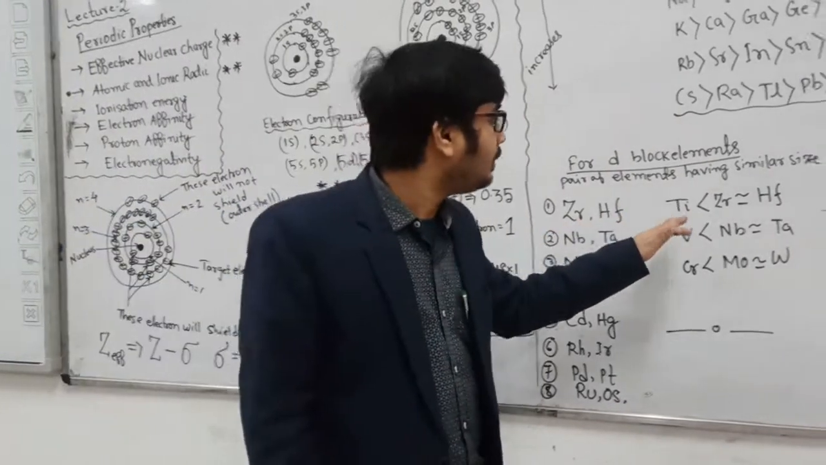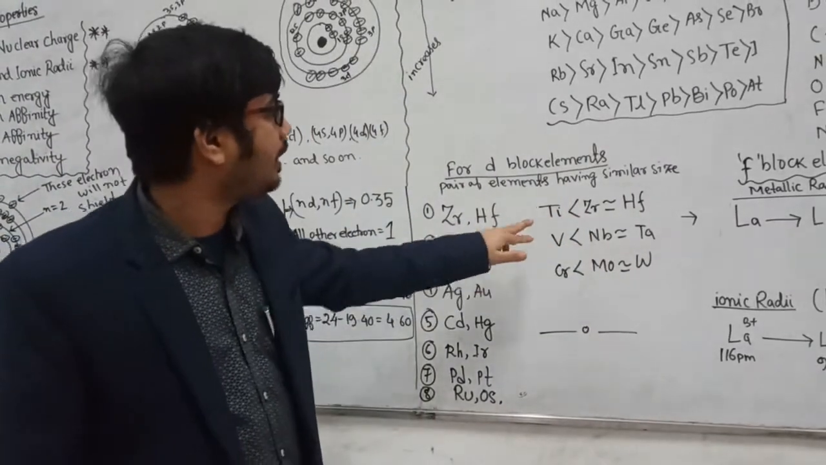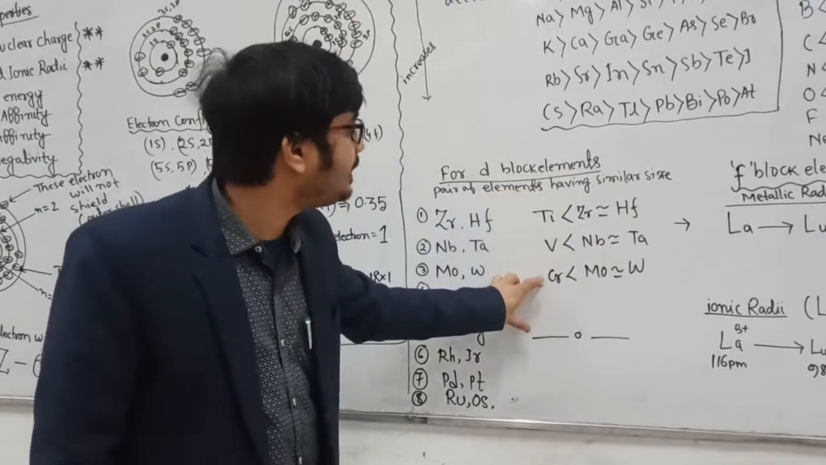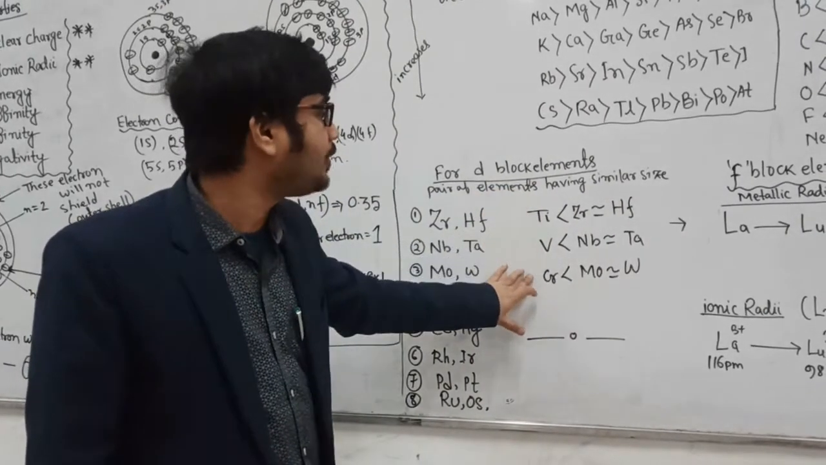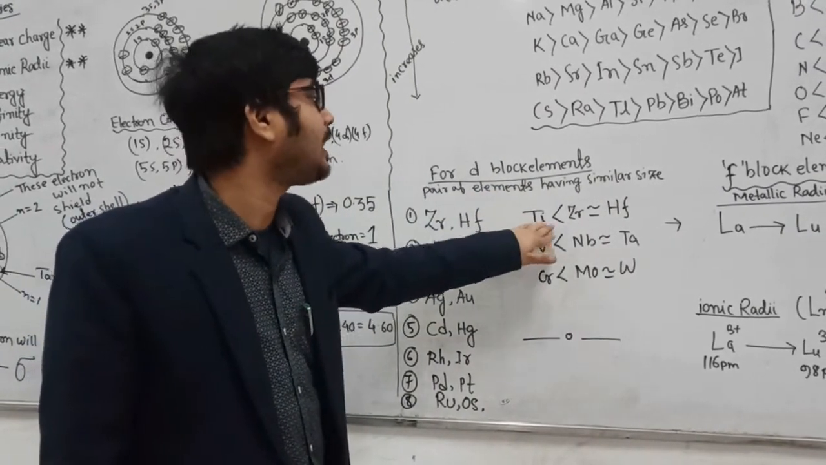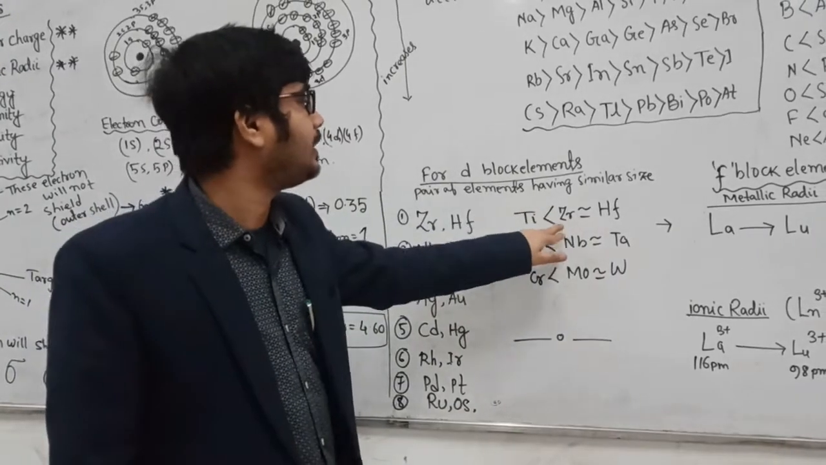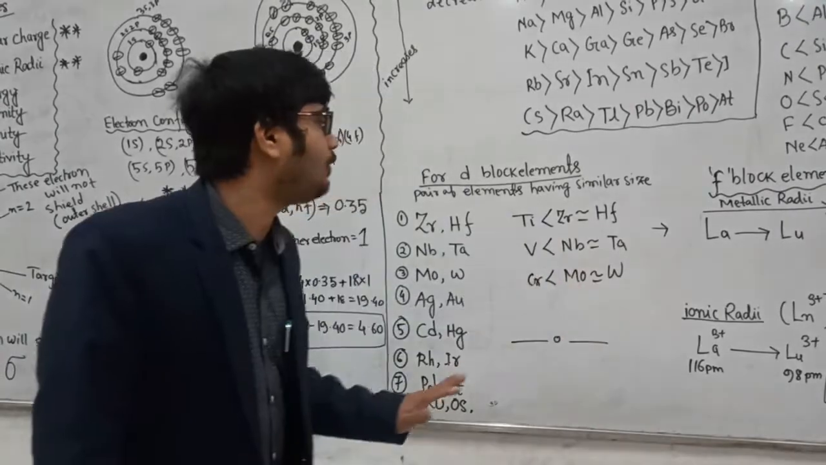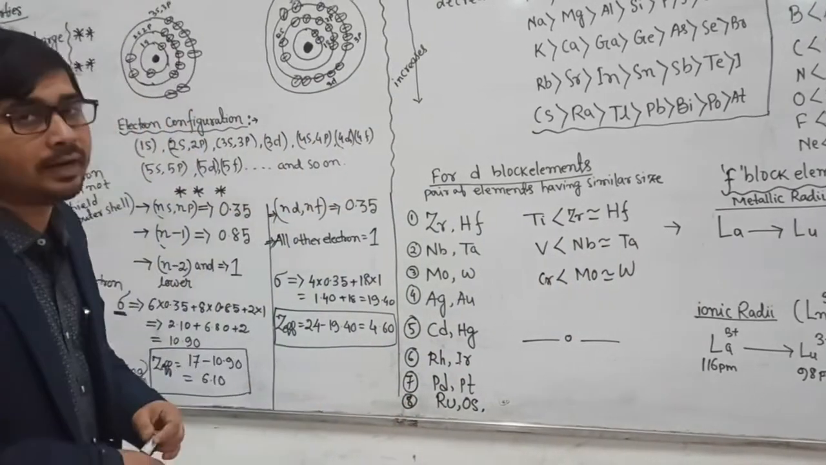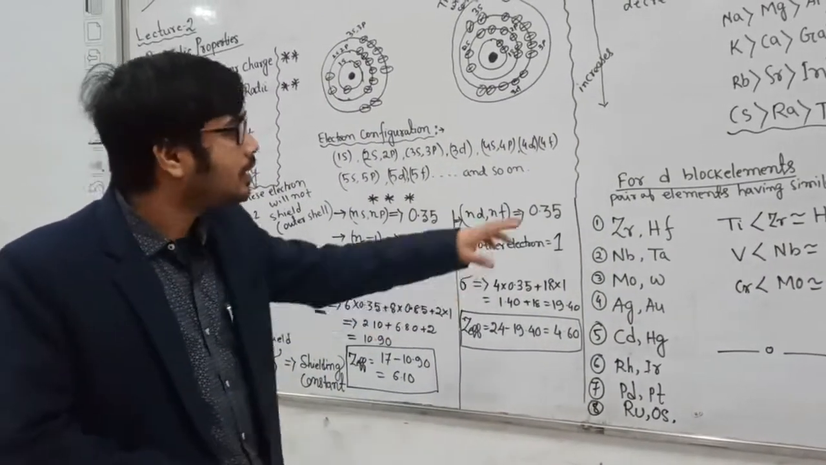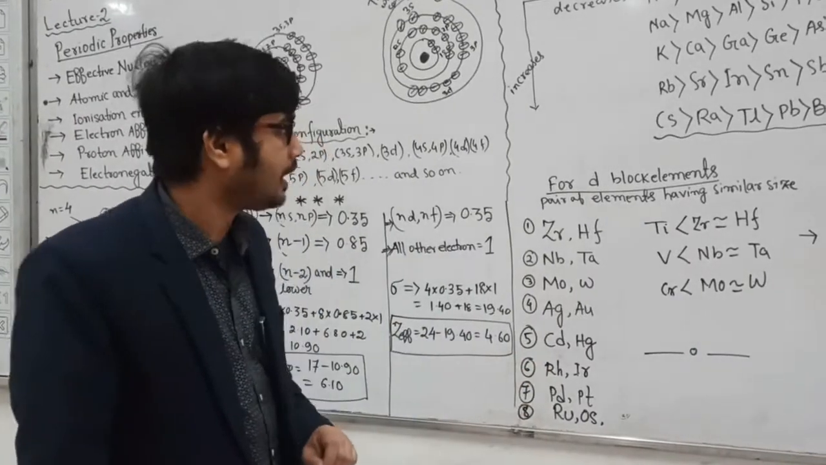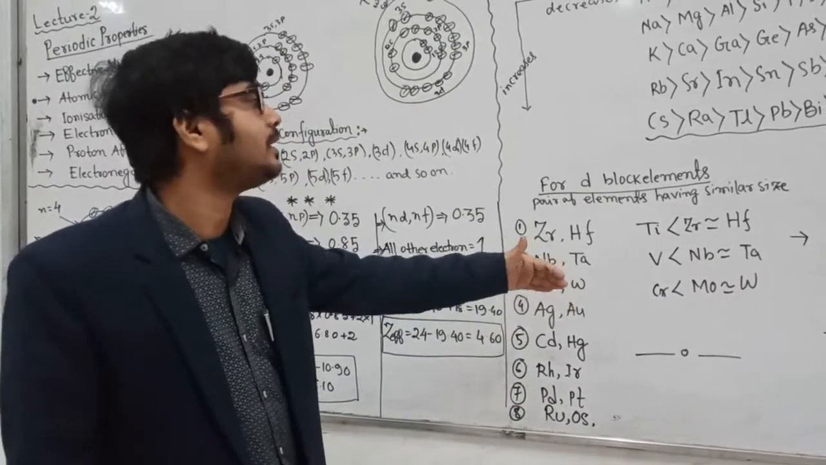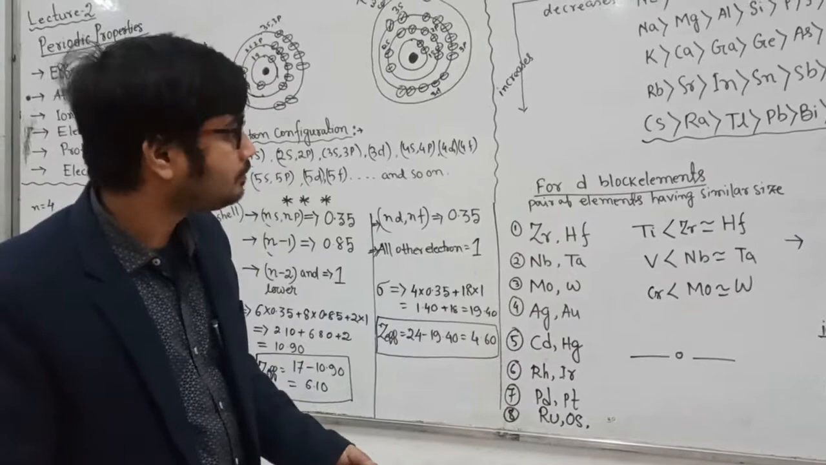Now, this kind of question you may also encounter. The 3d series elements quite follow the normal trend. That means titanium is smaller than zirconium, which is almost equal to hafnium. So this kind of trend is generally followed. If you analyze the question papers, you will encounter this kind of problem, right? But I will again discuss it in more detail during the d block elements.